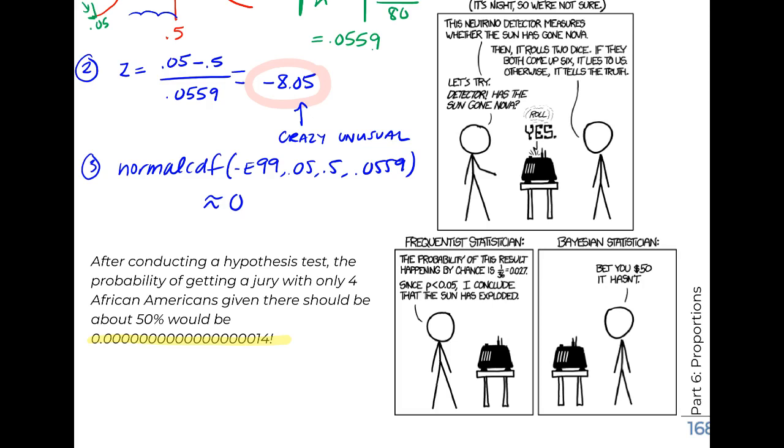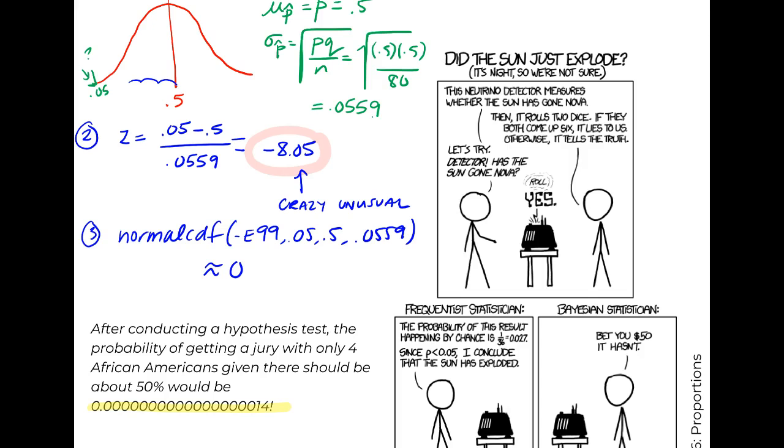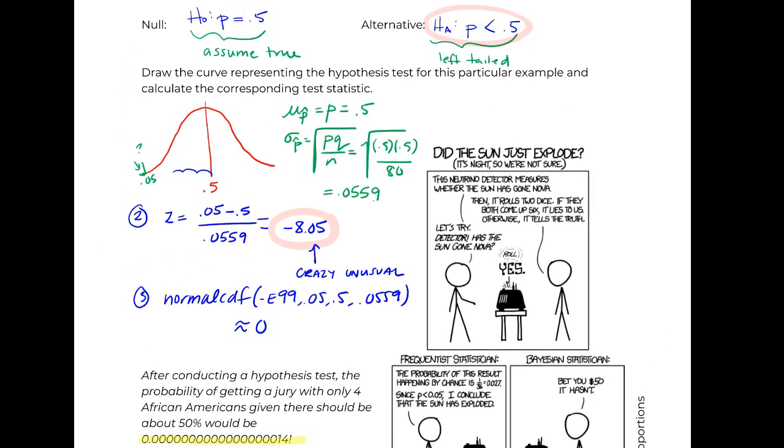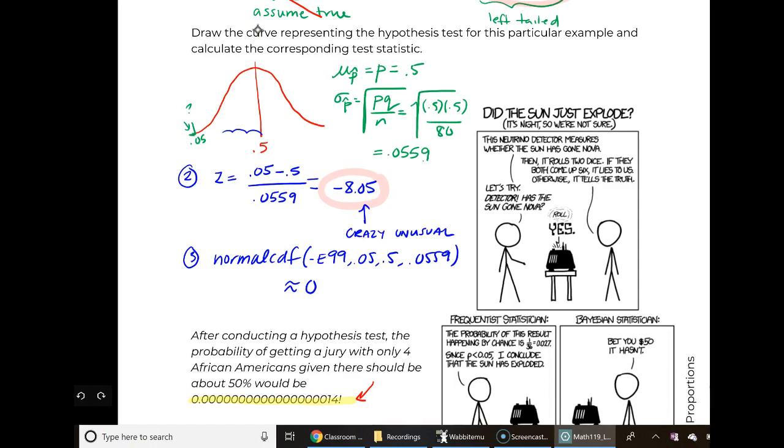So basically, this is where the whole hypothesis testing idea comes in. If we're looking at this, there are only 2 possibilities, right? Either this was just a really, this much unusual jury.